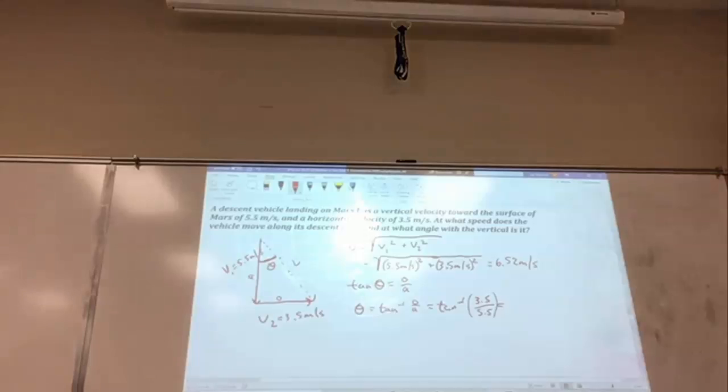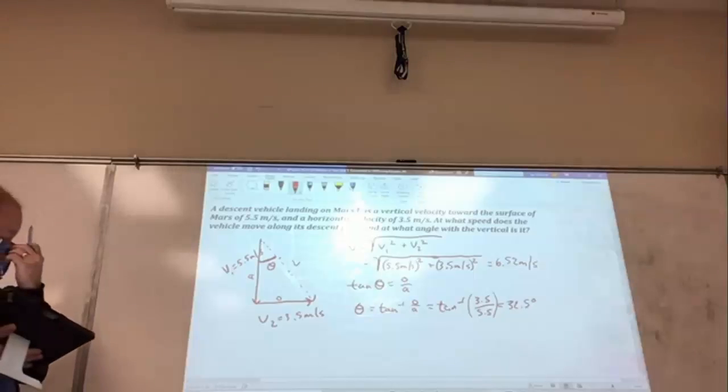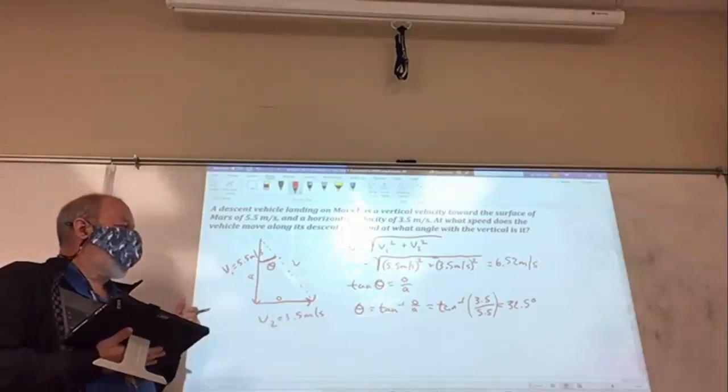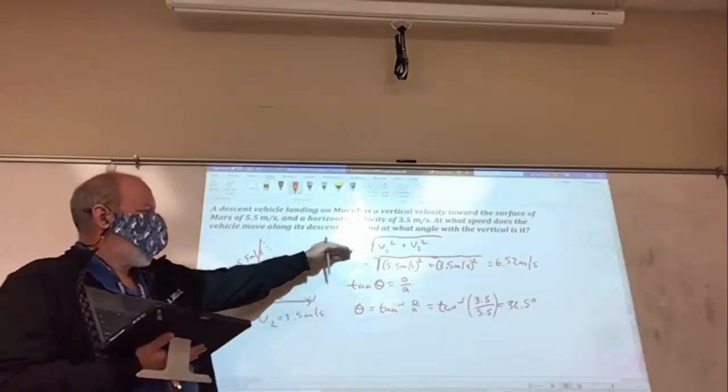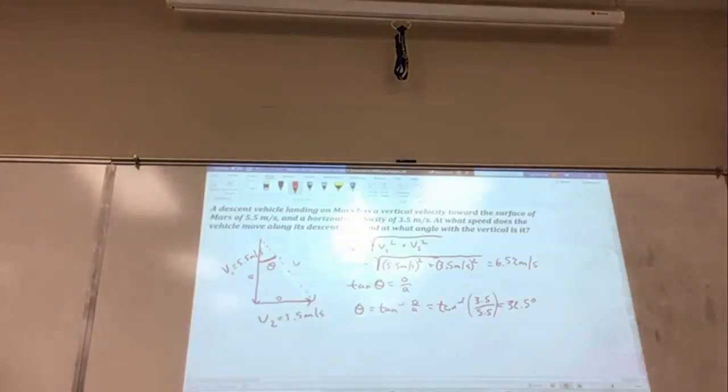And remember, second tangent, and then 3.5 divided by 5.5. I get an angle of 32.5. Is that what you got? Yes. So my angle is 32.5 degrees. Okay, this is how we'll do most of these problems. So the Pythagorean theorem and the inverse tangent will become your friends in this type of a scenario.